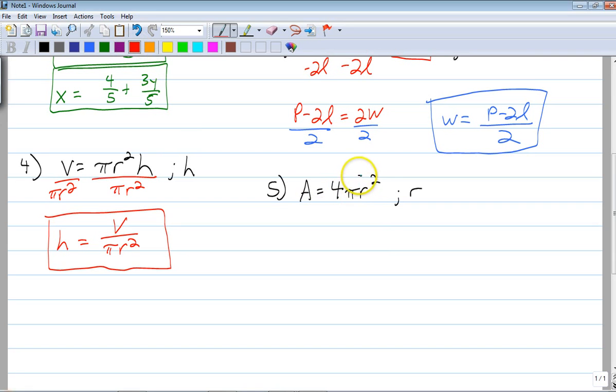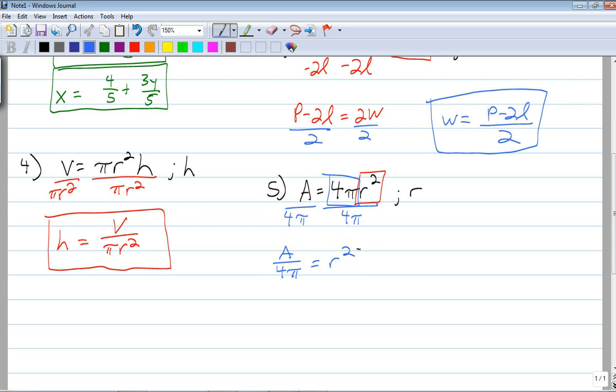First, get r by itself. We have to get rid of this 4 pi first, and since it's being multiplied to the r squared, we have to divide it. Okay, so I have A over 4 pi is equal to r squared.